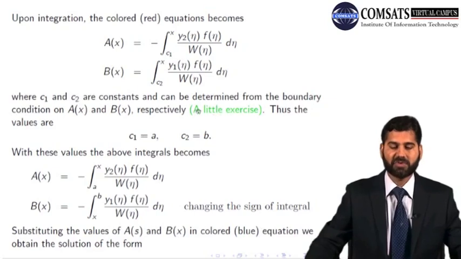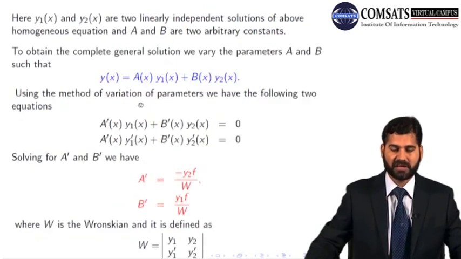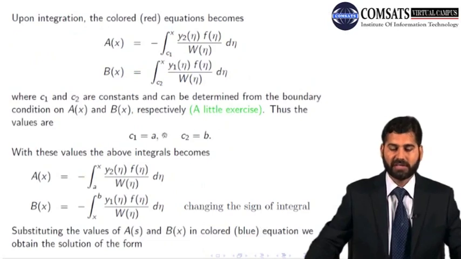A little exercise for you: use the boundary conditions on A(x) and B(x), which are these conditions, right? If you use them, you will get A and B. So basically A(x) is from a to x, and B(x) is also from b to x. So you can integrate them and find A(x) and B(x).